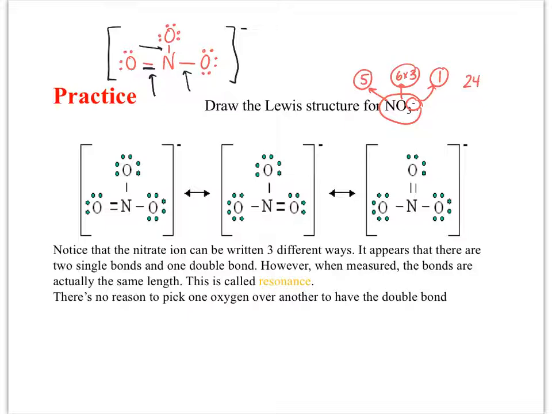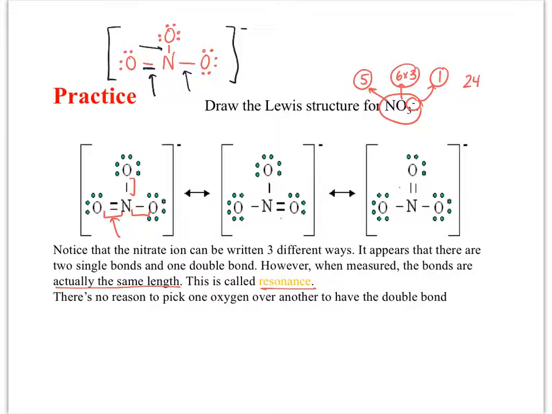When scientists actually study the molecular composition of this substance, they can analyze the lengths of bonds to determine if they're single or double bonds. What they find is that the bond length between these nitrogens and these oxygens does not agree with 2 single bonds and 1 double bond. They find that the bonds are all actually the same length. This is called resonance. There's no real reason to pick this oxygen to have the double bond over any of these other oxygens.